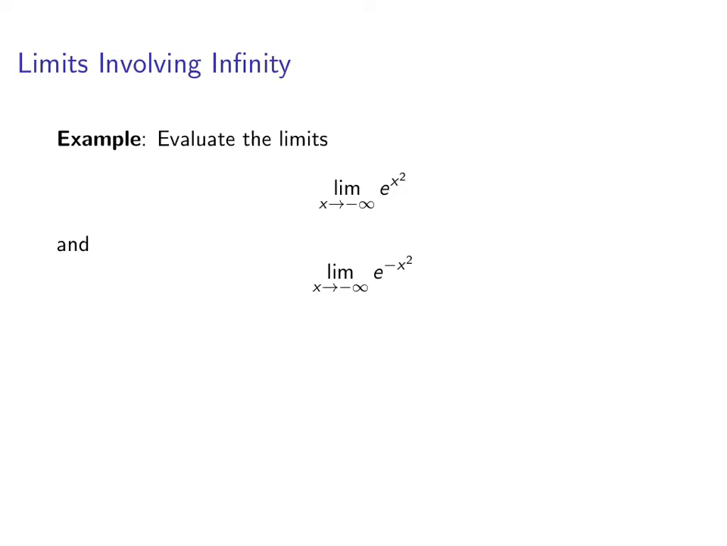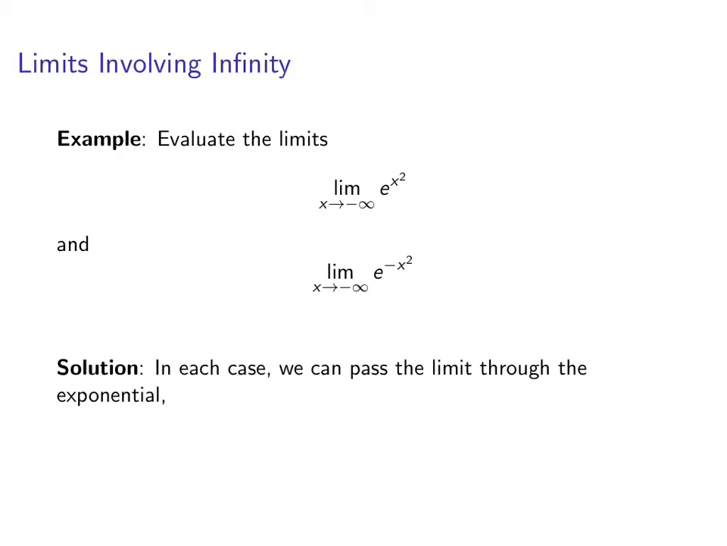Hello, calculus fans. Let's evaluate these limits. It's a limit as x approaches negative infinity. One of them is e to the x squared. The other is e to the minus x squared. Now in both cases, we're able to pass the limit through the exponential, and that's because of the continuity of the exponential function.